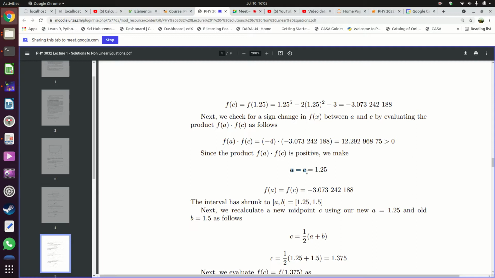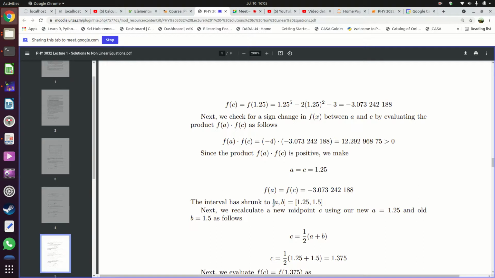So C, which is equal to 1.25, now our A becomes 1.25, and f of C becomes our f of A. So we make this adjustment. C becomes A, which would be 1.25, and f of C becomes this one here. So we end up having a new interval which has been shrunk.